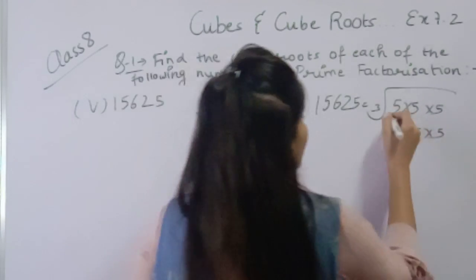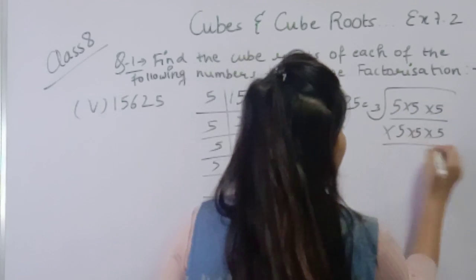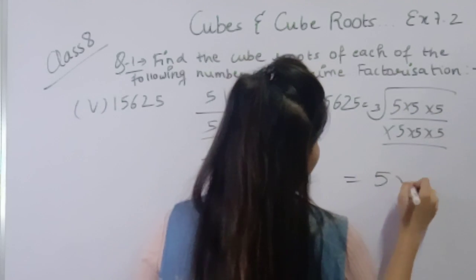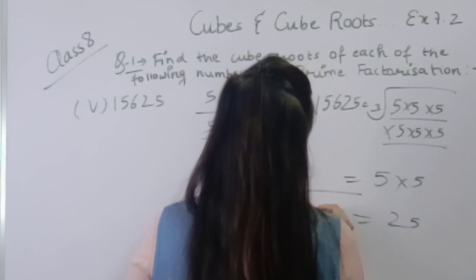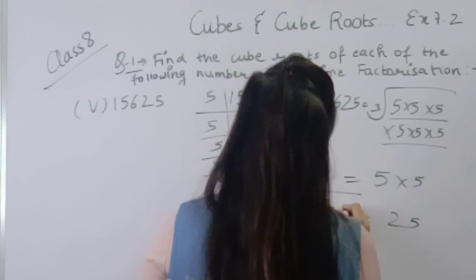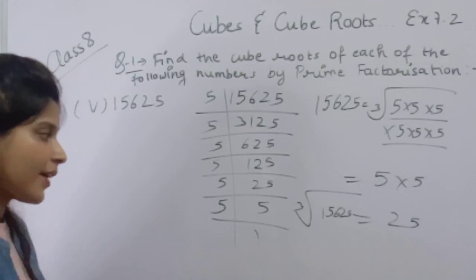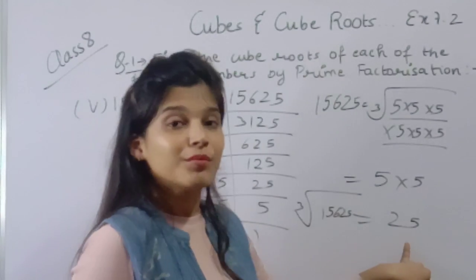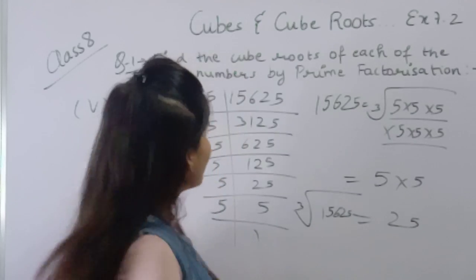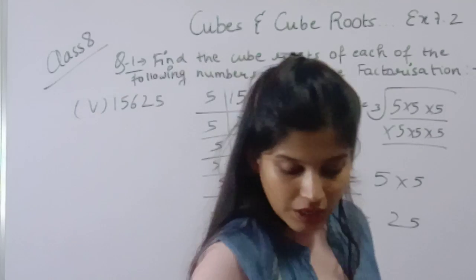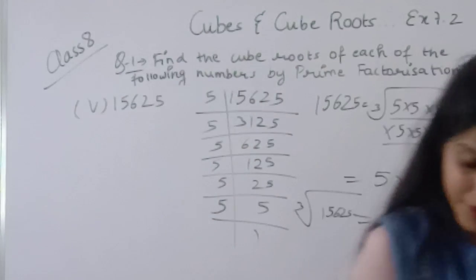Alright. Now grouping, one group of 5, another group of 5. So 5 into 5, so 25. So cube root of 15625 is nothing but 25. Or we can say cube of 25 is also 15625. This was part number 5. Now let's come to the next part.